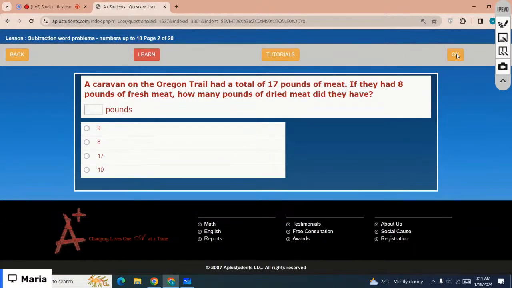The next is a caravan on the Oregon Trail had a total of 17 pounds of meat. If they had 8 pounds of fresh meat, how many pounds of dry meat did they have? So which is the correct option?